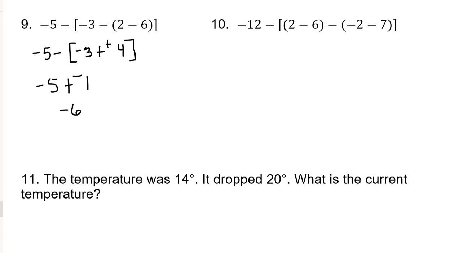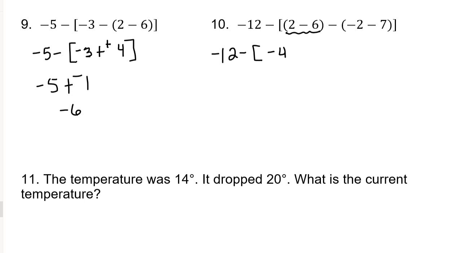So negative 5 minus 1, I can write as negative 5 plus negative 1, and that's going to give me negative 6. Problem number 10, again, I'm going to do what's inside these brackets first, and within the brackets, I'm going to do what's inside the parentheses. So I'm going to bring down my negative 12 and bring down the subtraction sign. And within my brackets here, I'm going to do what's in this first set of parentheses, the 2 minus 6, which will give me negative 4.